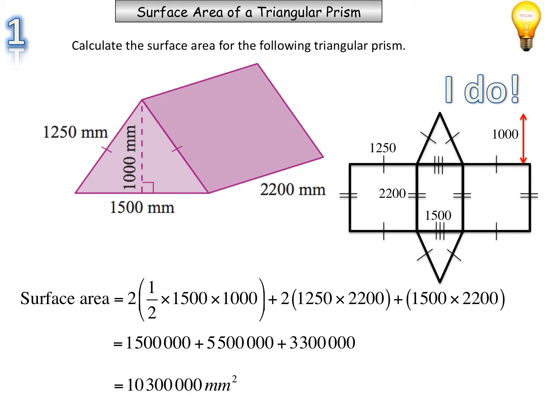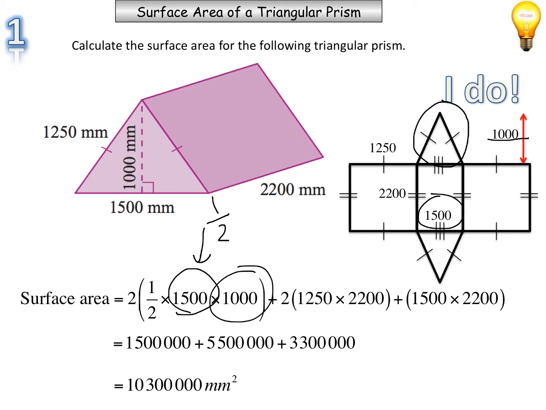So this triangle has a height of 1,000, has a base of 1,500, and this is your half times base times height. So that's your triangle. And then you've got 2 of them, so we've multiplied it by 2, and then we have your 3 rectangles. 2 of them equal in size, and the base is slightly different.